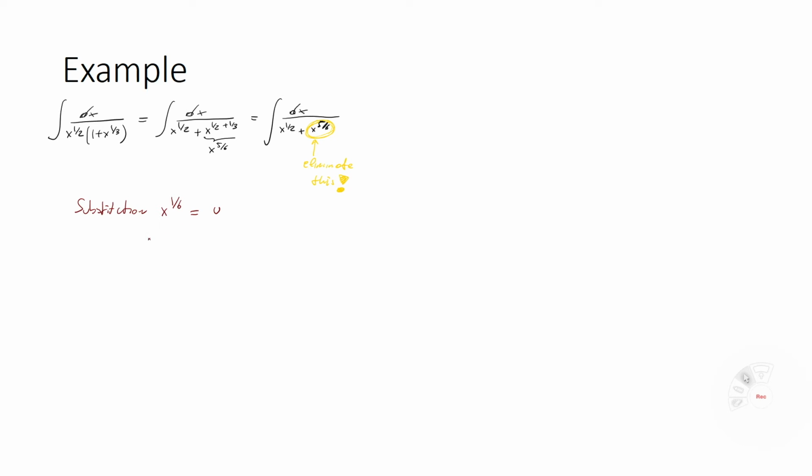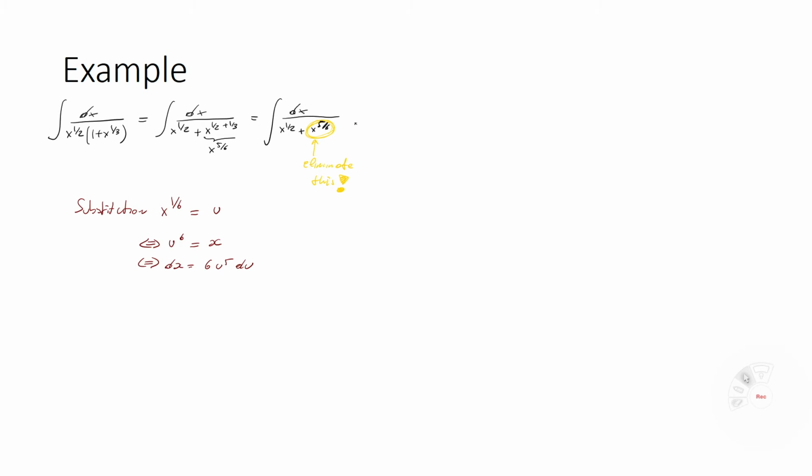So if we make this substitution, then the differential becomes 1/6, or actually let me rewrite it a bit. So this is equivalent to saying that u to the power 6 is equal to x, and therefore dx is 6 times u to the power 5 du.